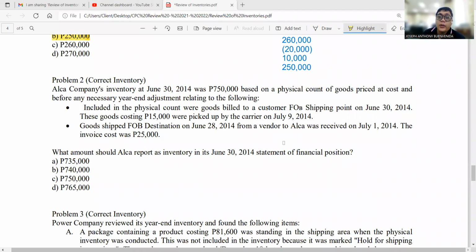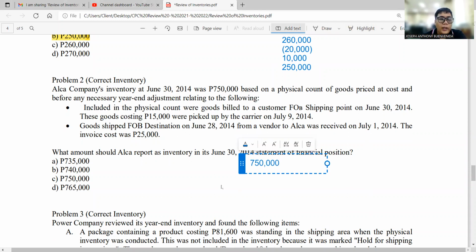Okay, so problem number 2. What amount should Alka report as inventory in its June 30, 2014 statement of financial position? Alka's company's inventory at June 30 was 750,000 based on a physical count of goods priced at cost and before any necessary year-end adjustment. So before adjustment, the 750,000, no?